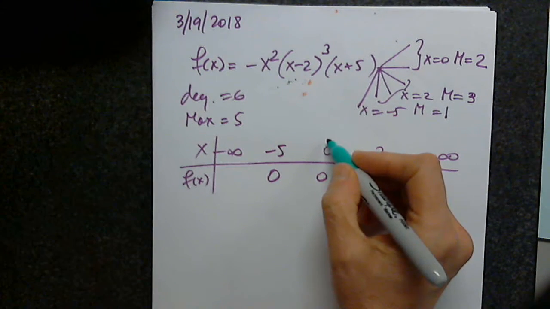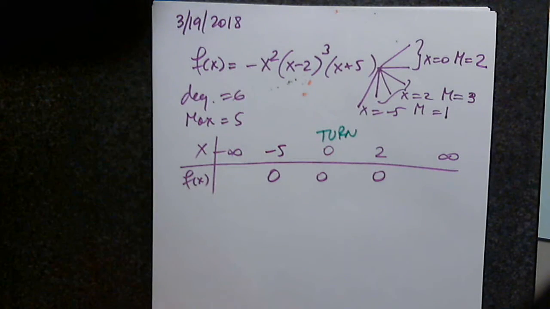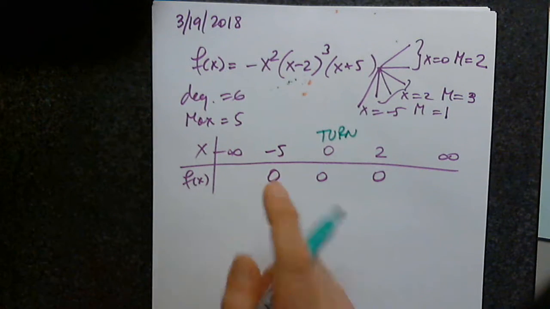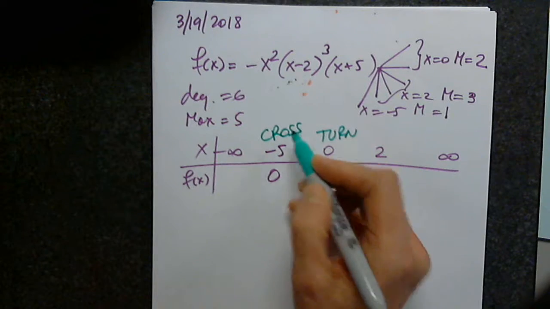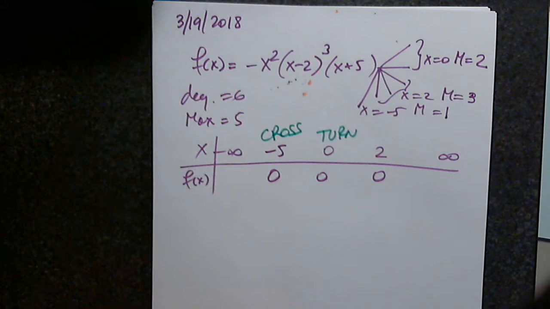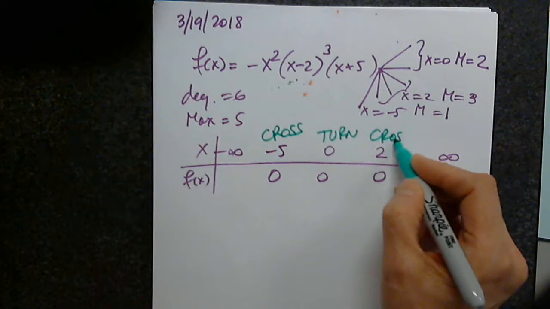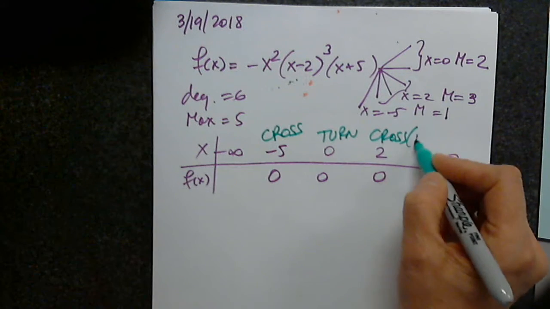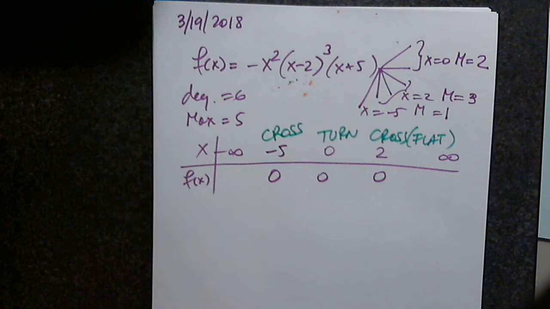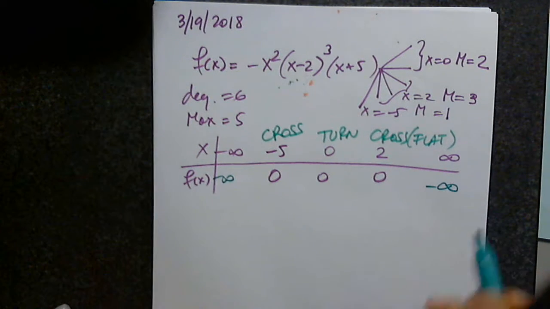100. Very good. What do I write for negative 5? Cross. What do I write for 2? Very good. But not the same type, so I'm going to say flat. So we say long. I said long. Fine too. Whatever works. I agree. Good. And behavior. It's going down. Exactly. Because the degree is even.